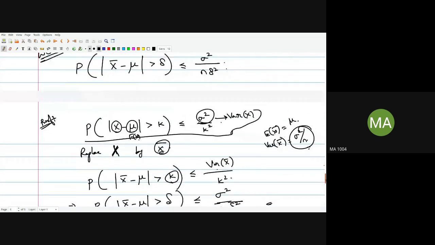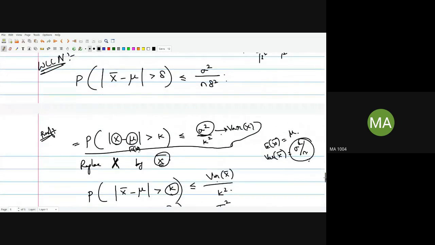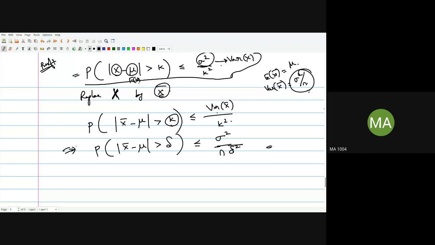Anyway, this is Chebyshev's, and two steps after this is the weak law of large numbers. So now you have to use this.